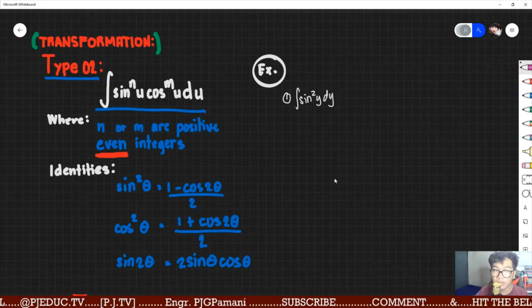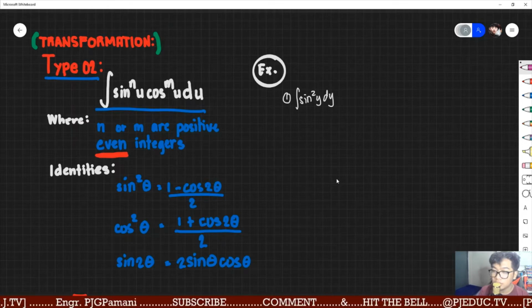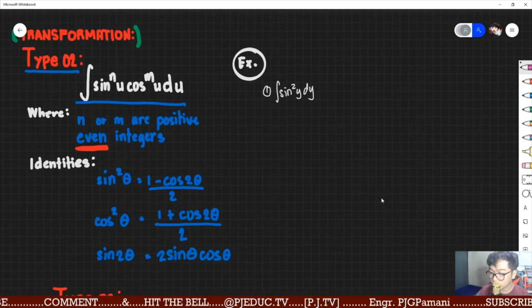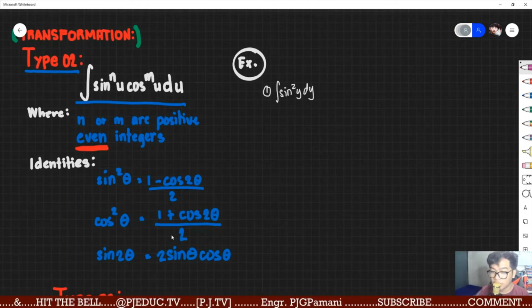Nababasa po kahit papaano yung sulat? Yes, sir. Do I need to zoom it up? Or sakto lang? Para makita natin yung identities.